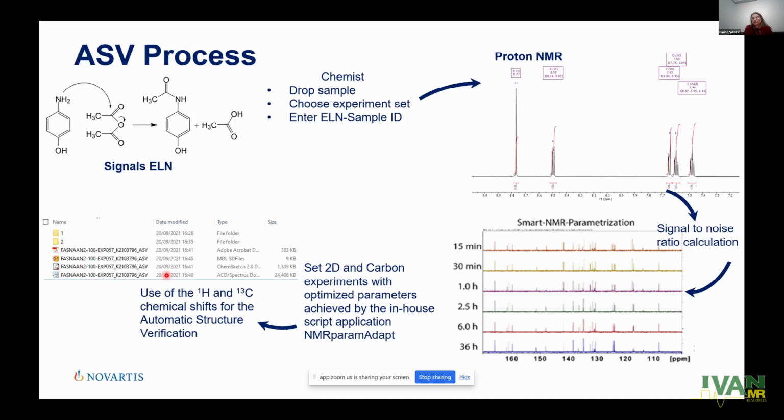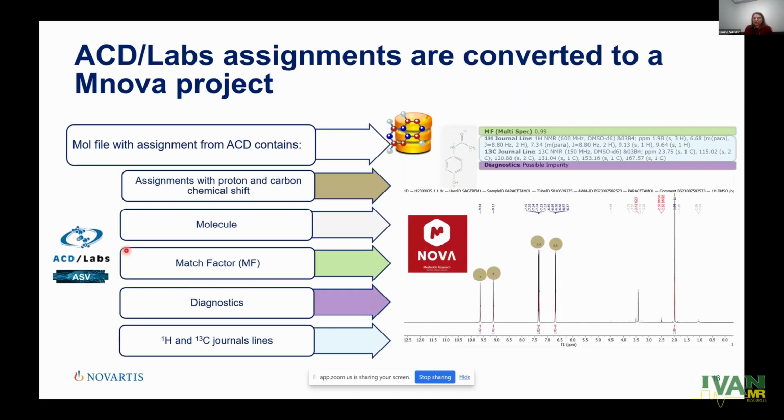What you need to know is that at Novartis, the chemists are able to use only MNOVA. In this case, it was hard for a chemist to open the PDF and modify it. So we decided to work with MNOVA in order to transfer the ACD assignment to an MNOVA project automatically. That means once the ESV from ACD is finished, a second script will run in the background and automatically create an MNOVA file for the chemist.